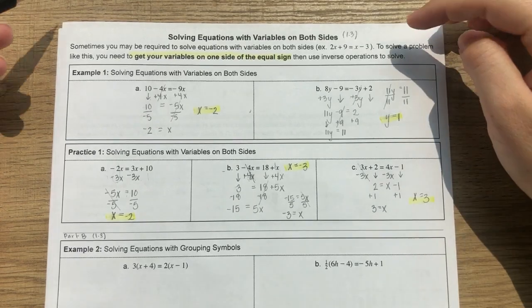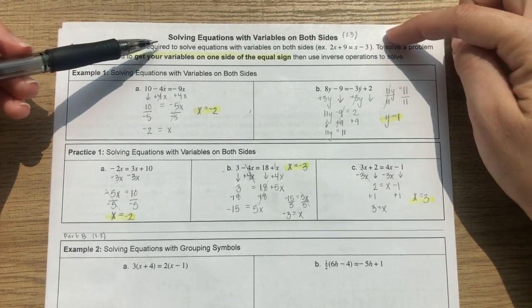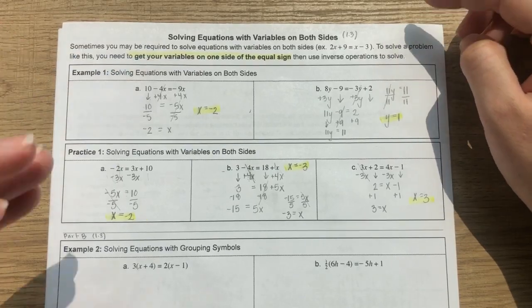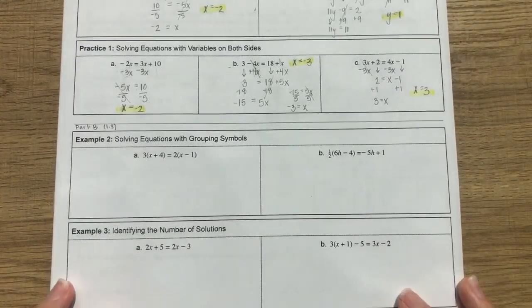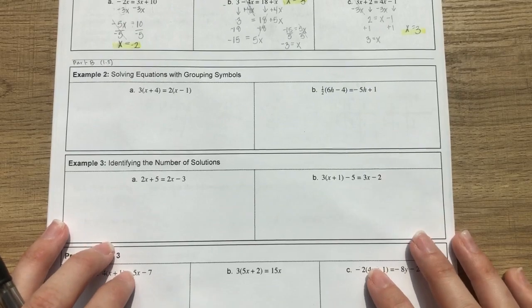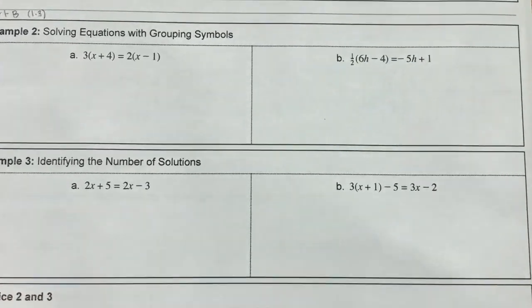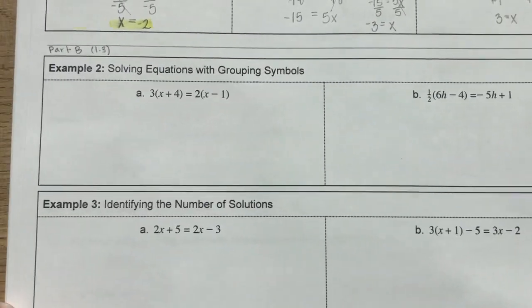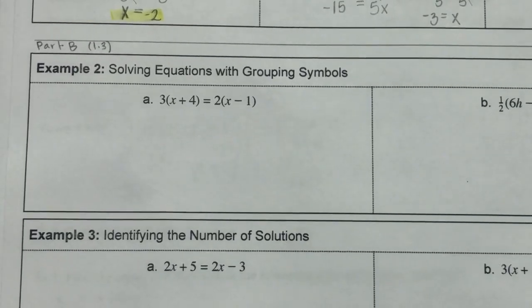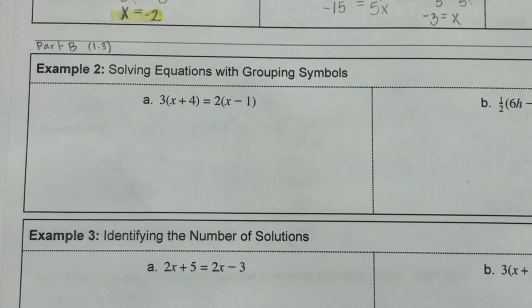So this next lesson is still solving equations with variables on both sides, except for now it's going to be part B. So we're still working out of section 1.3 in the textbook, but now we're going to focus more on problems that have grouping symbols or parentheses. So if we look at example 2a, it says solving equations with grouping symbols. Remember, that's another word for parentheses.